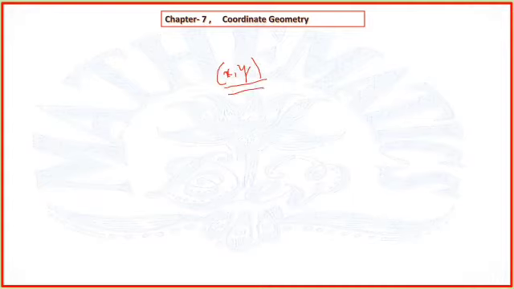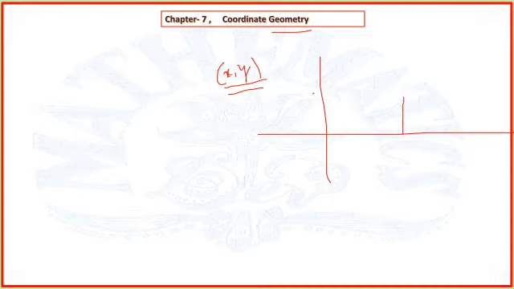Here we start chapter number 7, coordinate geometry. First of all, you need to understand the meaning of these two words. The first one is coordinates and the second one is geometry. Coordinates means the abscissa and ordinate combination, which we normally denote by x, y. And geometry means the measurement of these coordinates from the axis.